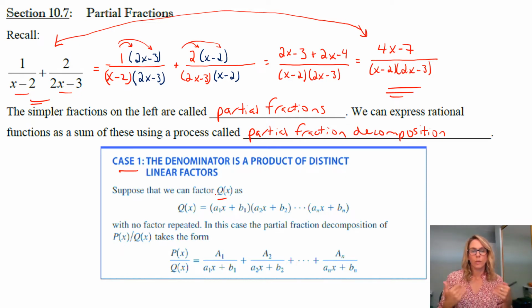What that means is when you have a rational expression, p of x over q of x, so notice that q of x is in the denominator, that rational expression is equal to some number, a1, over the first factor, plus some number, a2, over the second factor, plus, and so on and so forth for all the different factors in the denominator.